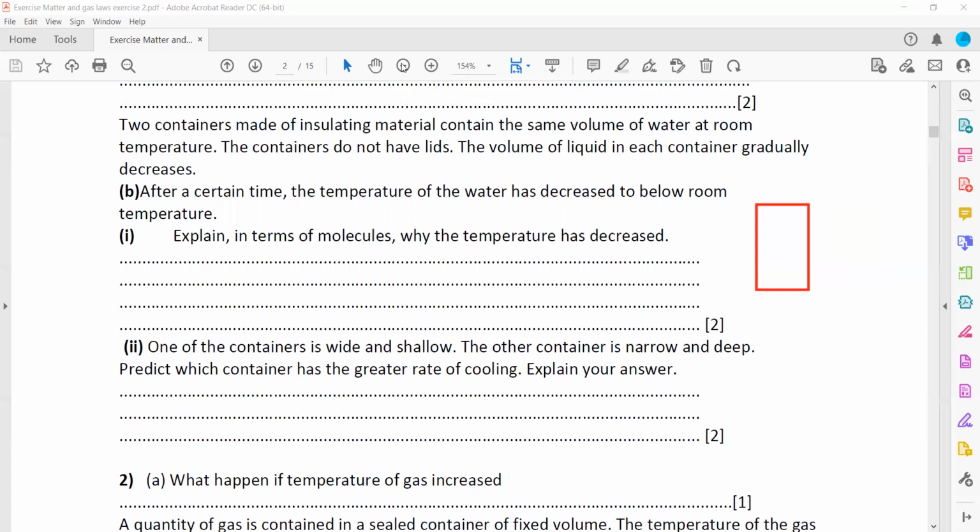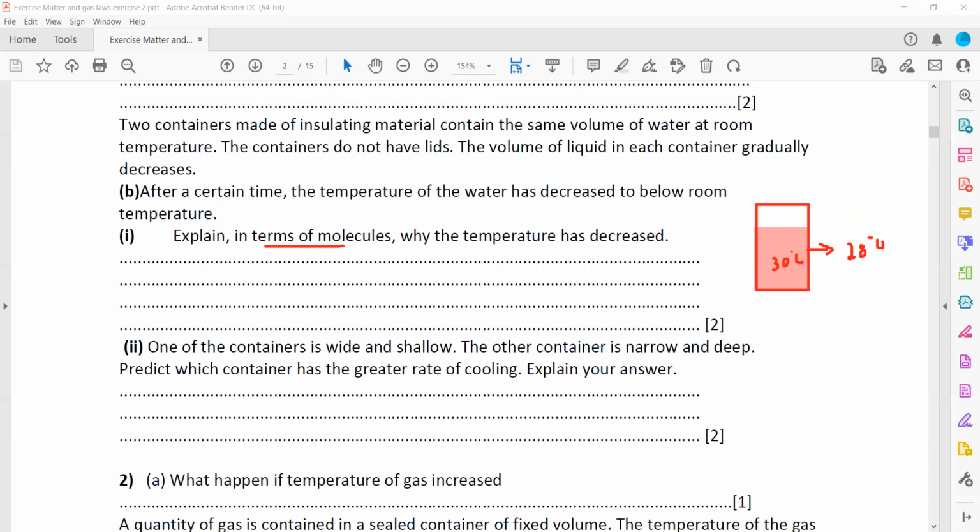Like if we started this, the liquid starts to evaporate, maybe the liquid temperature was 30. But after some time, the level of the liquid decreases and the temperature of the liquid also decreases. So explain in terms of molecules why the temperature has decreased. So what is the reason why the temperature decreases?